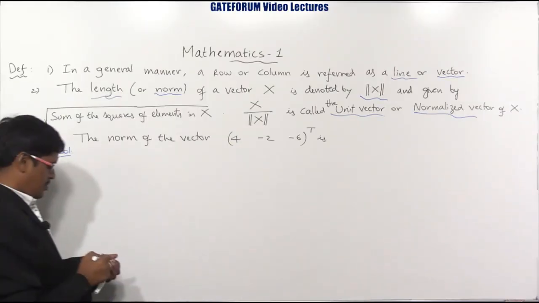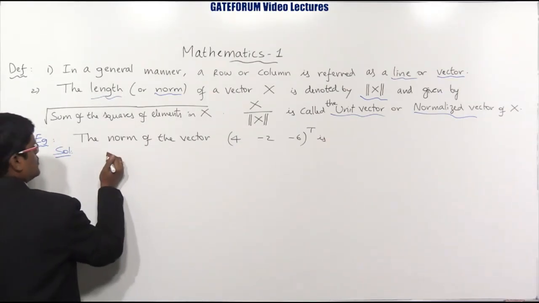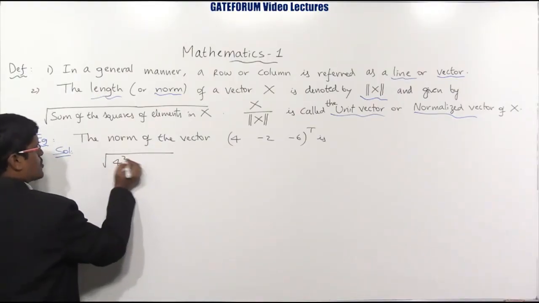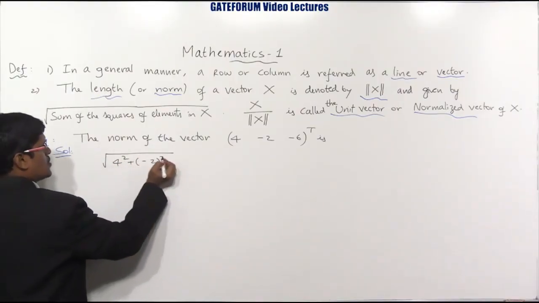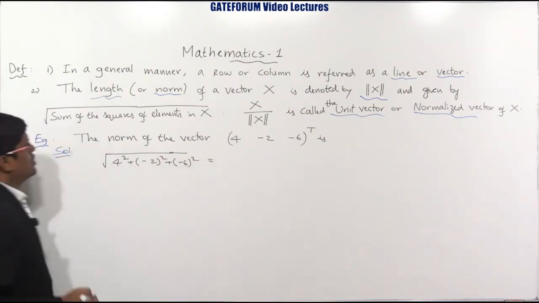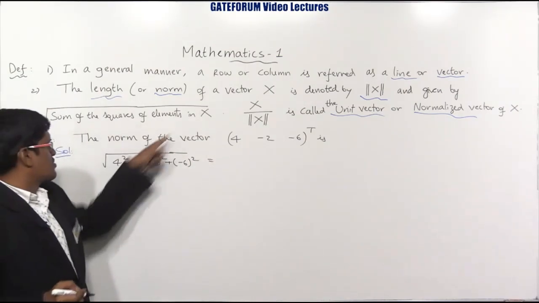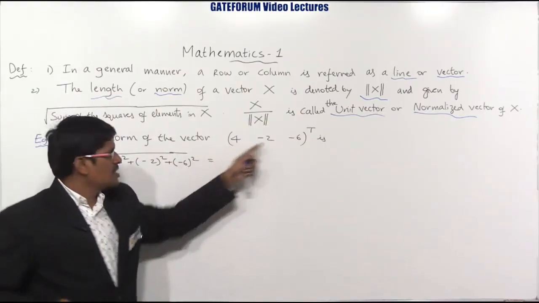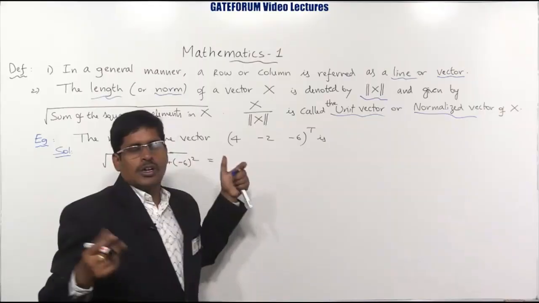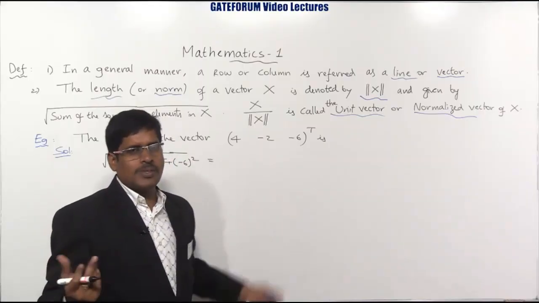Solution. So, it is square root of 4 square plus (-2) whole square plus (-6) whole square, because this is the square root of the sum of the squares of the elements, 3 elements. This vector is a column vector. This is the original row vector transpose. Row transpose is column, column transpose is row.